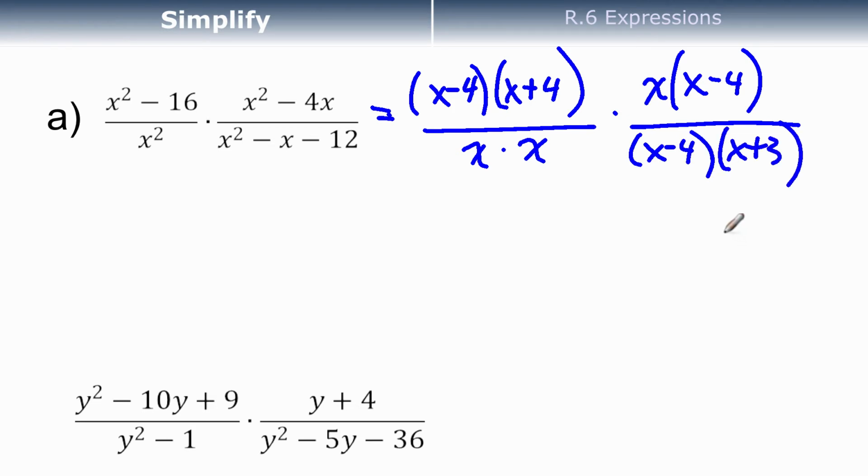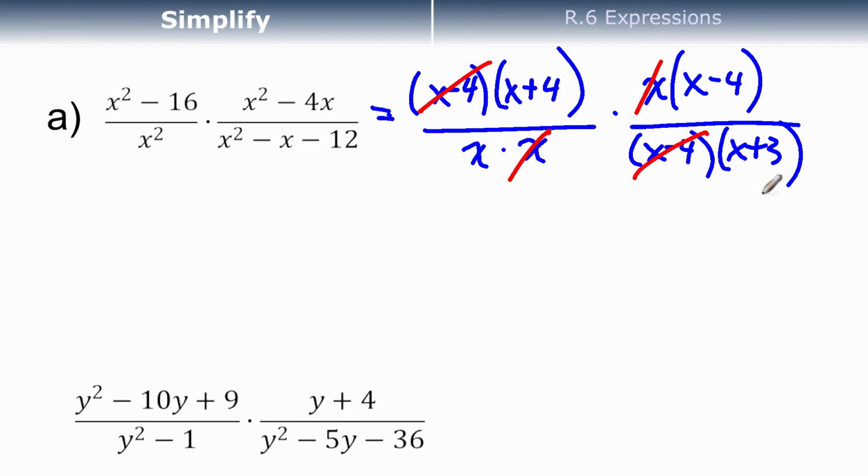Yeah. Now I look for common factors on the top and the bottom. There's an x here and an x there. So it's a factor of 1, I can remove it. And x minus 4 there and an x minus 4 there. Common factor 1, I can remove it.